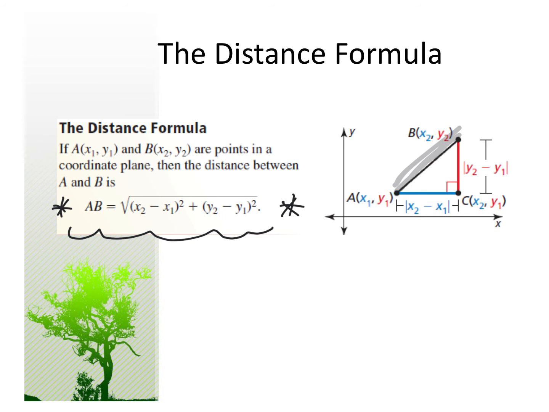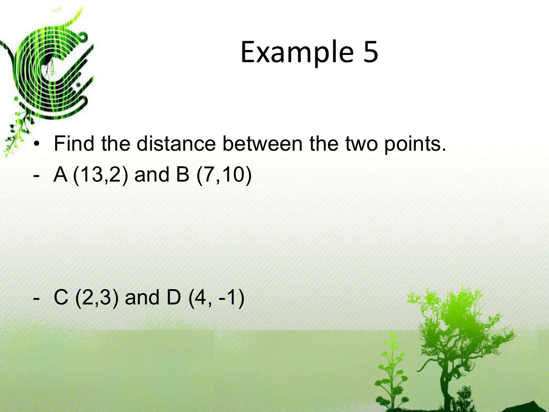We can't count squares. Now, in your pre-algebra class, or even in your Algebra 1 class, they might have also taught you the Pythagorean theorem. That's another way to find the length of AB. But we're not going to cover that now. That will come later on. For now, we're just going to use the distance formula. And again, you're going to memorize that. So let's go to the last slide, and let's do 2 examples using the distance formula.